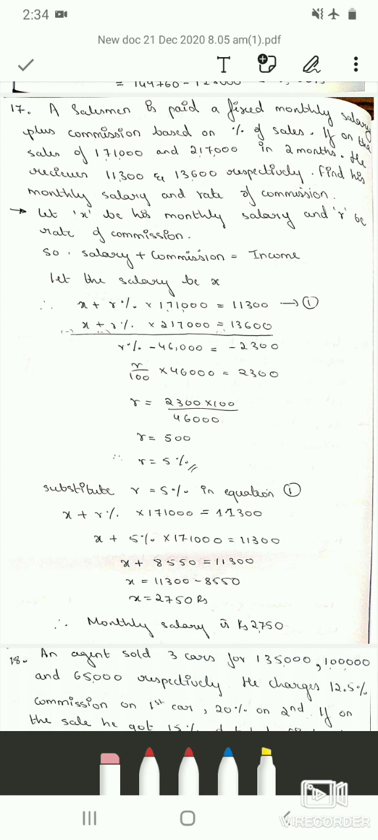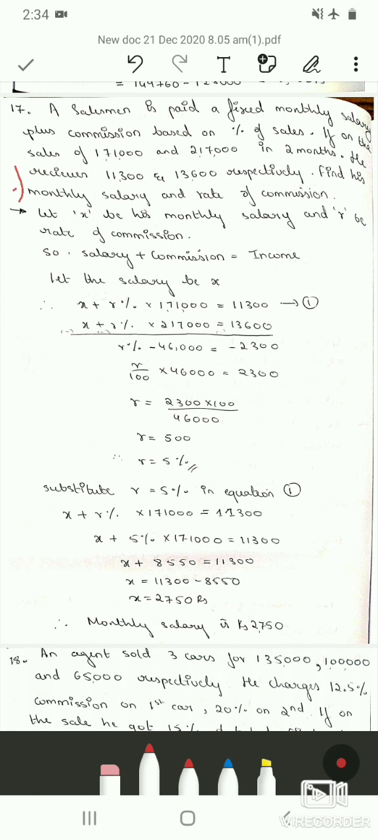Next problem: a salesman is paid a fixed monthly salary plus commission based on a percent of sales. If on sales of rupees 1,71,000 and 2,17,000 in 2 months, he receives 11,300 and 13,600 rupees respectively, find his monthly salary and rate of commission. So here they have asked us to find the agent's monthly salary and rate of commission.